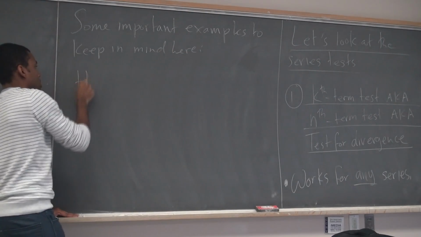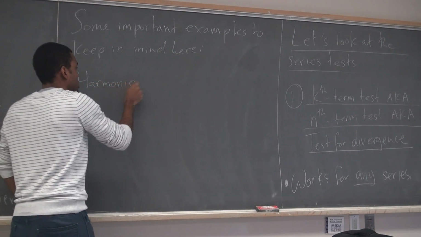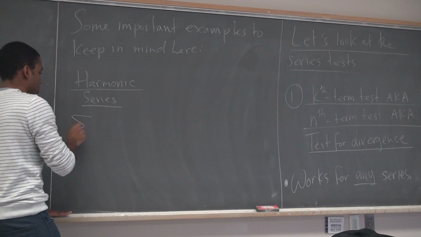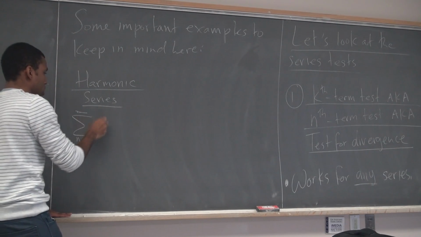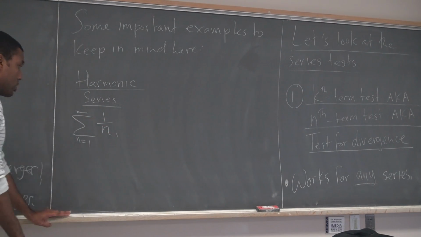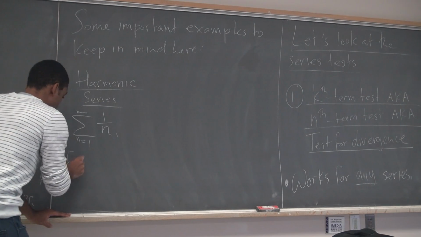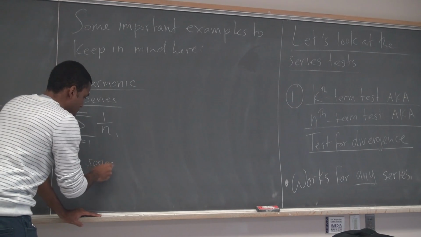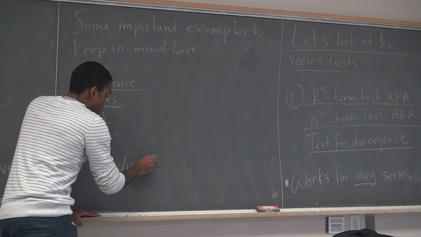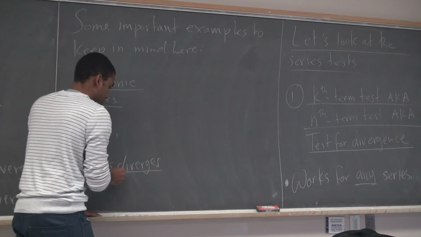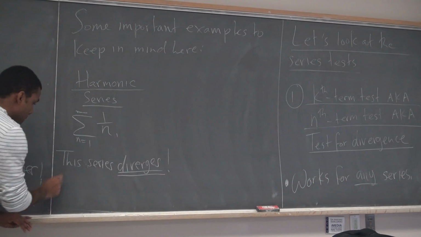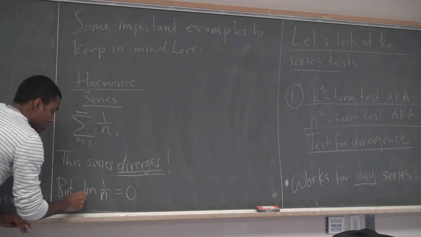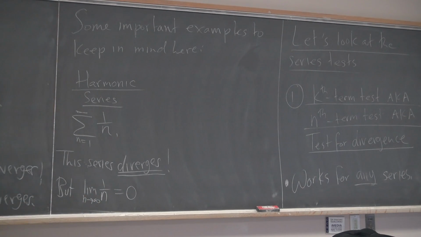One is the so-called harmonic series. It's a super important series, it shows up all the time. This is the series of the form n goes from 1 to infinity of 1 over n. This series, this is just something you should know automatically. This series diverges. It's perhaps the most famous divergent series. But you would notice that the limit of 1 over n is actually 0. But you can prove that this diverges.